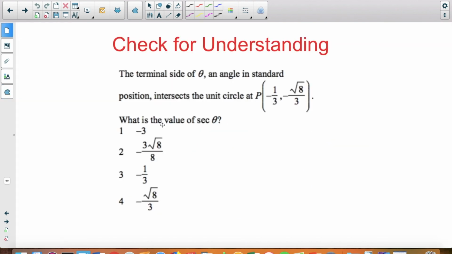Okay, in order to get credit for today's lesson, you must complete this problem on a separate sheet of paper, take a picture of your work and your solution, and post it onto Google Classroom.